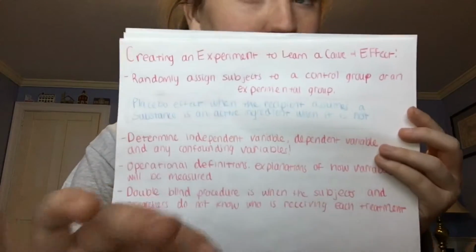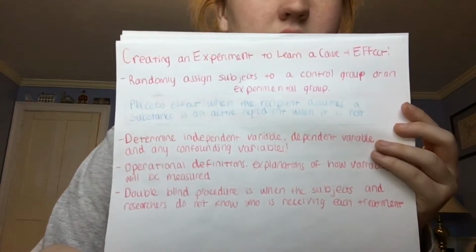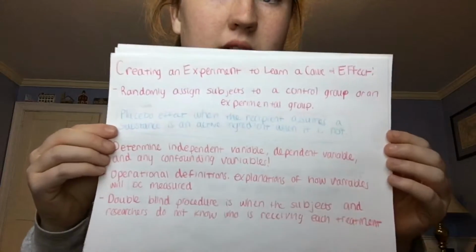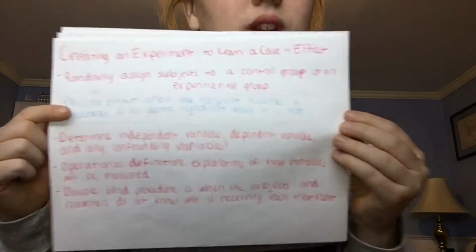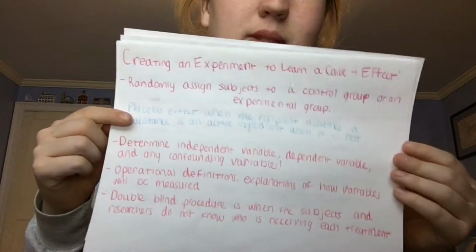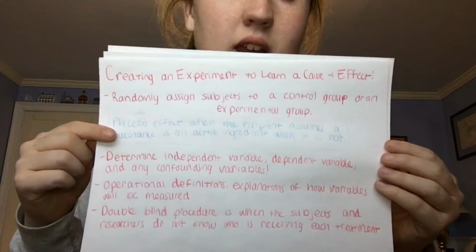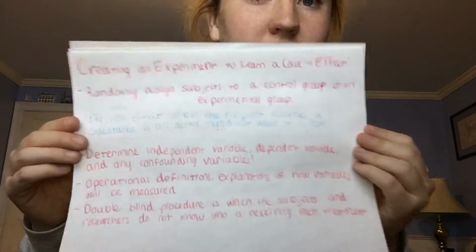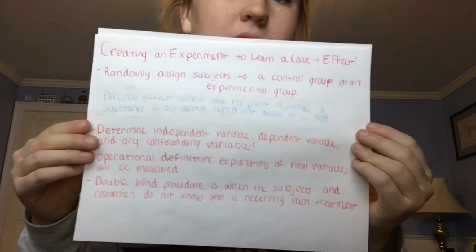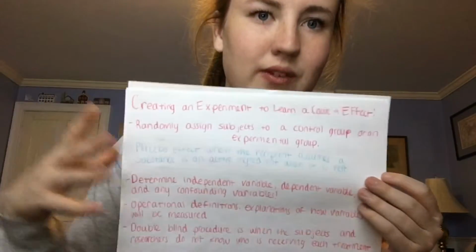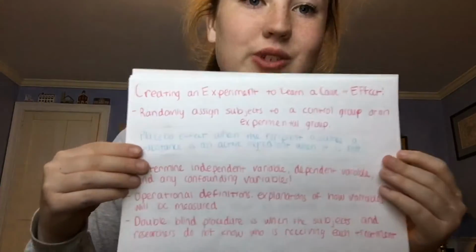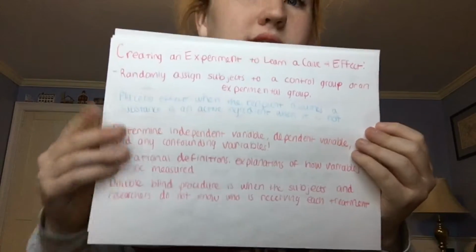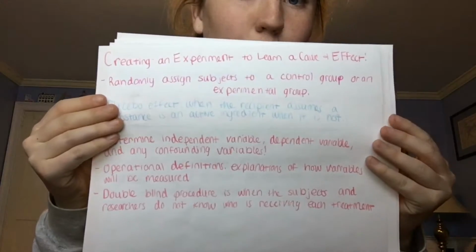So now, how to create an experiment to learn a cause and effect. We randomly assign subjects to a control group or an experimental group. Sometimes we use a placebo effect, which is when the recipient assumes a substance is an active ingredient when it's not. This would be a pill that is literally made of nothing. We always have to determine an independent variable, a dependent variable, and any confounding variables, which are outside variables that could affect our results. And sometimes people use a double-blind procedure, which is when the subjects and researchers do not know who is receiving each treatment.